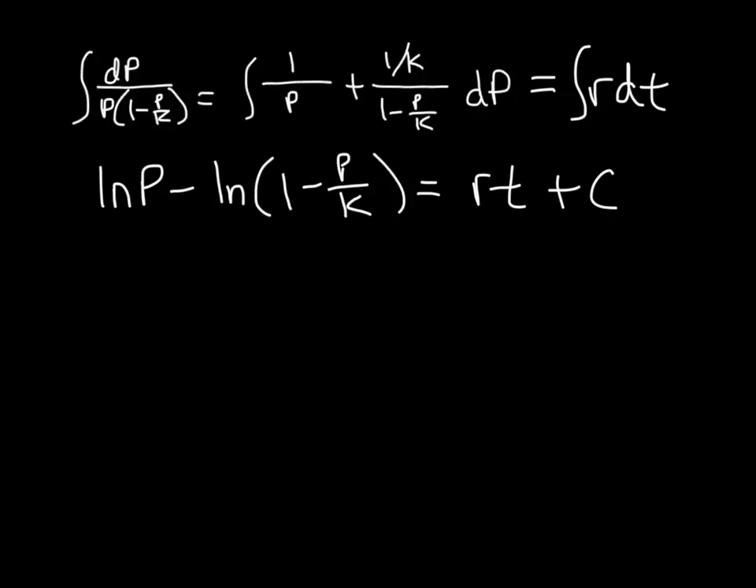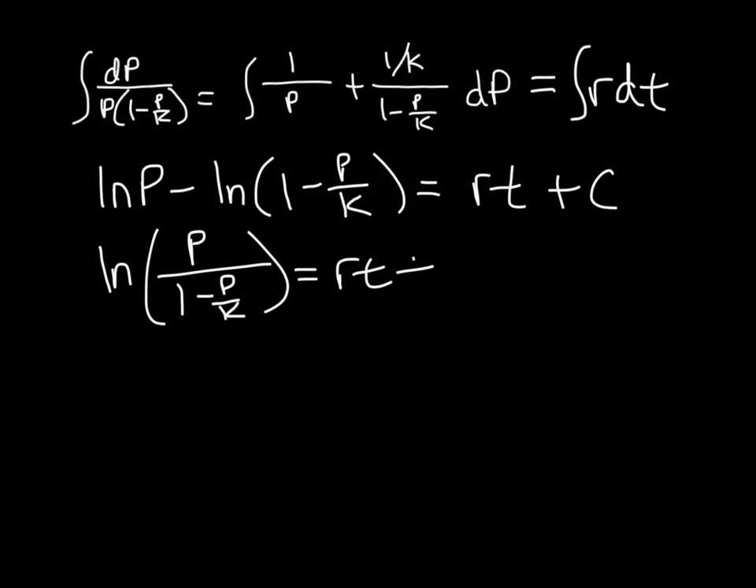And then, using a property of logarithms, we can write this as e to the power of rt plus C. In this case, I'm just going to move the C down here. And that equals P over (1 minus P over K).